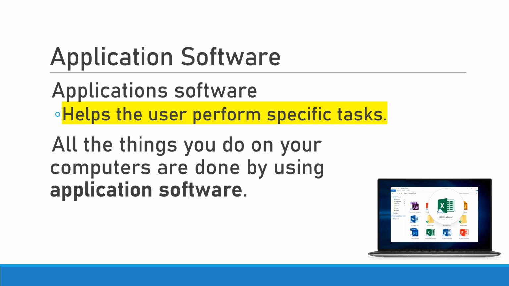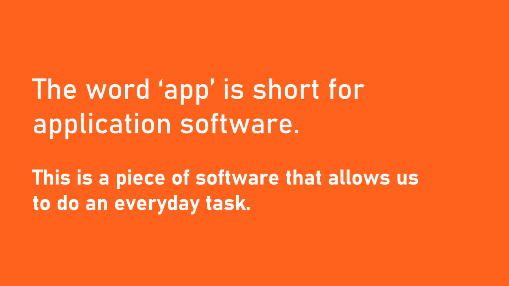Application software basically just helps you, the user, perform specific tasks. Literally anything that you can do on your computers by using a different app. If you can think of something to do on a computer, more than likely there's an app that will help you do it. And actually that's where the word app comes from. The word app is short for application software. A piece of software that just allows us to do an everyday task.